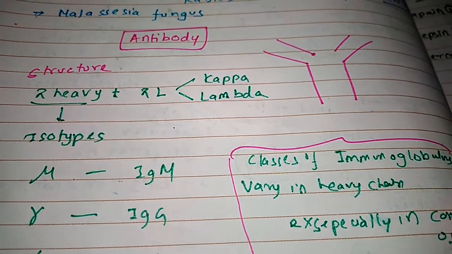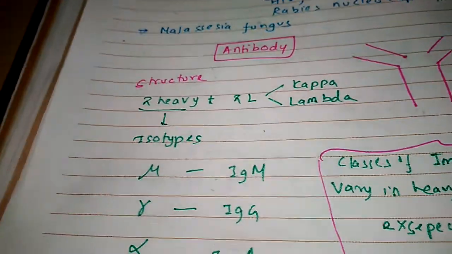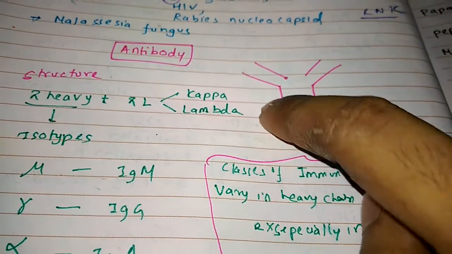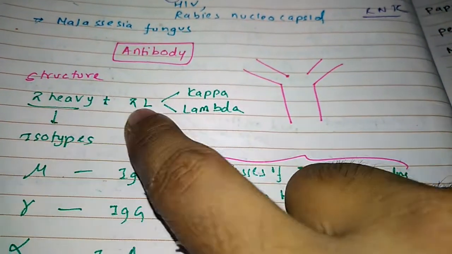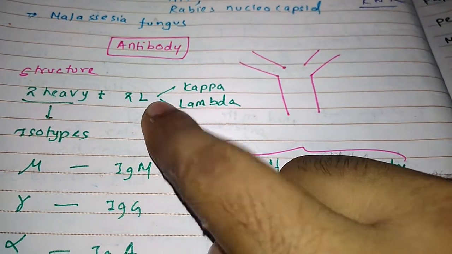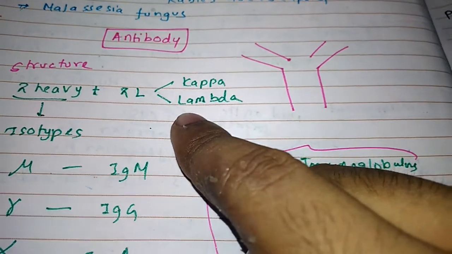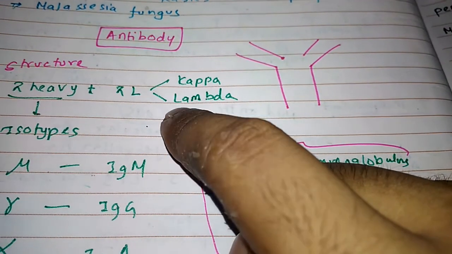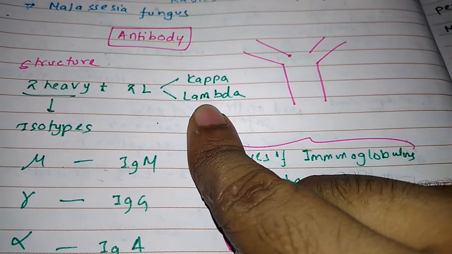Antibodies. This is an antibody. We all know the basic structure: it contains two heavy chains and two light chains. The light chains can be either kappa or lambda, but not both at the same time. It is either kappa or lambda.